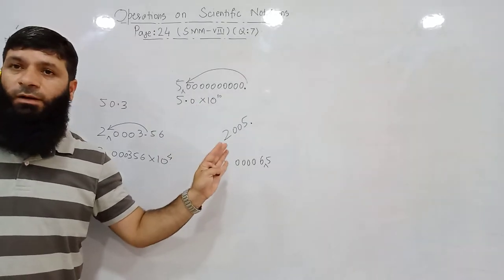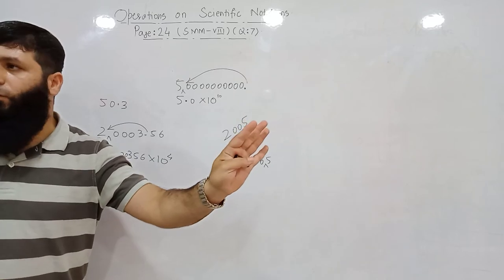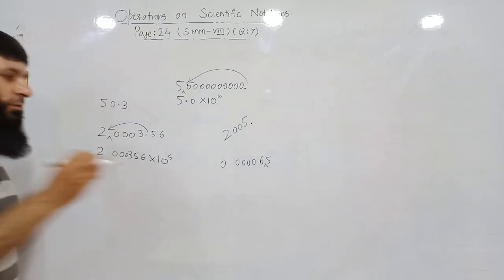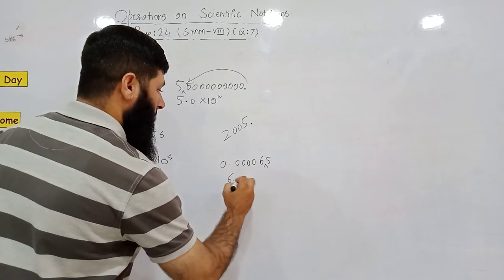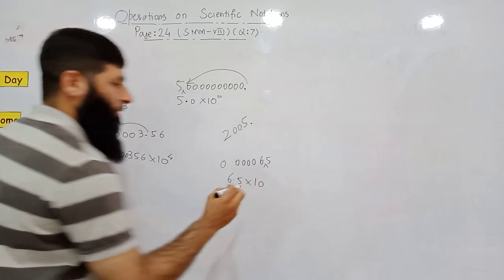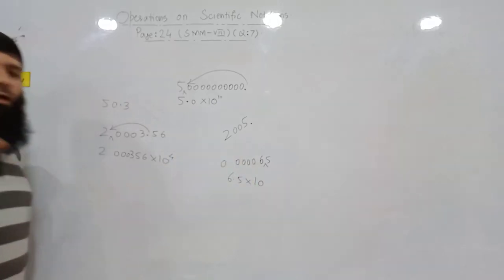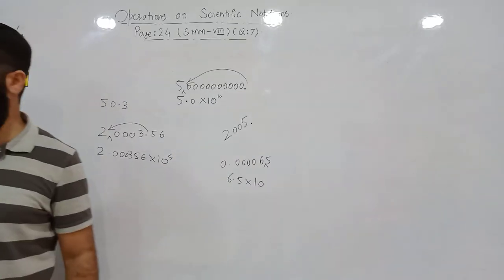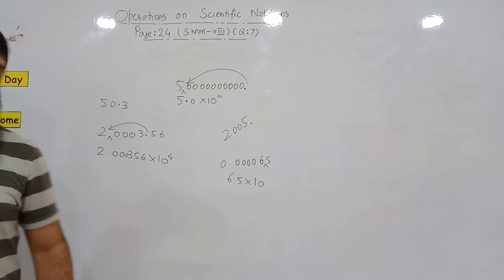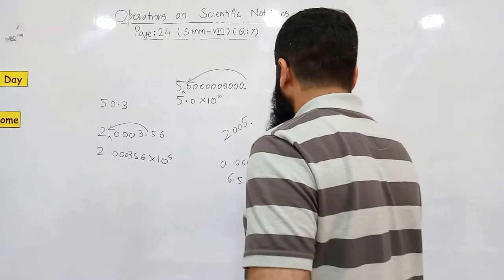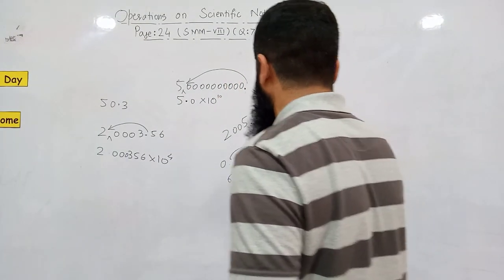First non-zero digit, the decimal will become after first non-zero digit. Okay? So you will have 6.5 multiplied by 10 raised to the power 1, 2, 3, 4, 5. You have 5 digits between old decimal place and new decimal place. But in this case, the power of 10 will be negative because decimal is coming forward.